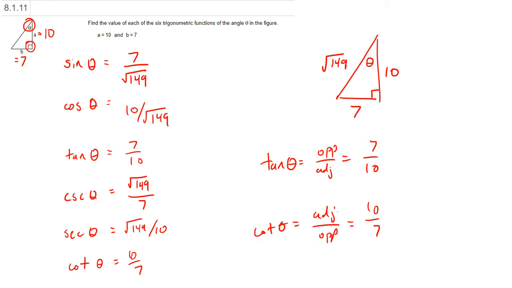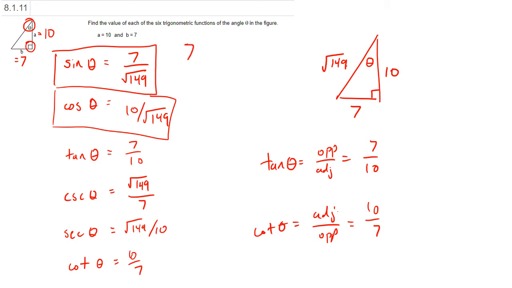some people take issue with leaving radicals down in the denominator, for example, here in the sine and here in the cosine. And if you want, you can go ahead and clean these up, both of which I simply multiply by root 149 over root 149. So this could be called 7 times the square root of 149 over 149. And this would just be 10 times the square root of 149 over 149.